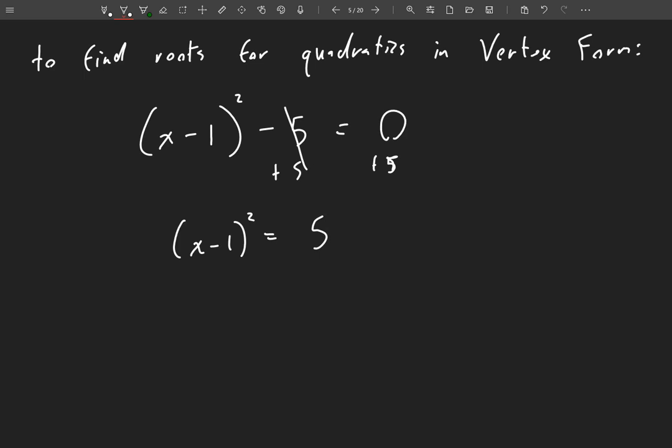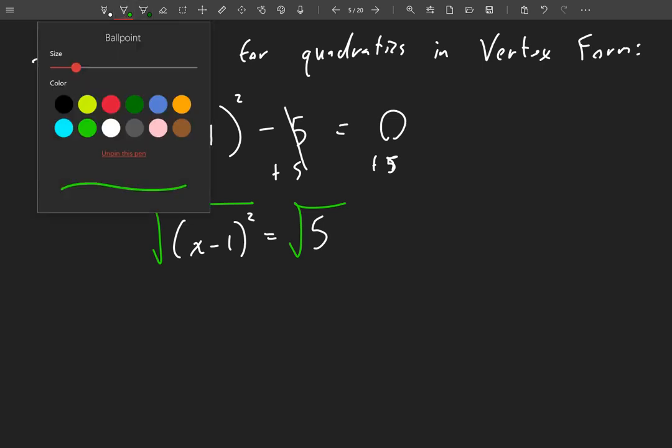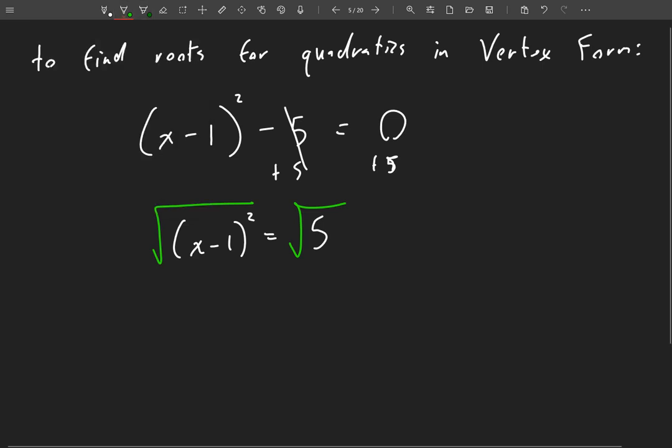Okay. And now I've got to get rid of everything over here on the left, but I can't get to this 1. I've got to get rid of this square first. This entire thing squared gives me 5. How do I undo something that's squared? Well, the opposite of squaring something is square rooting it. So if I square root both sides, that should get rid of the square. Now, it doesn't affect anything here. This is important to note.